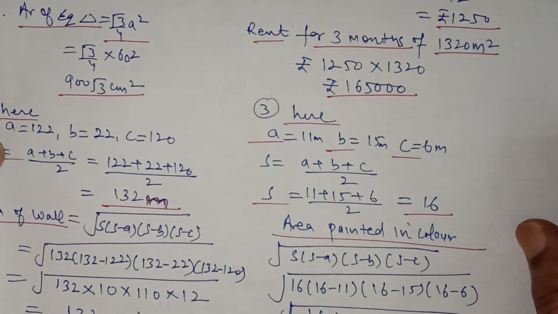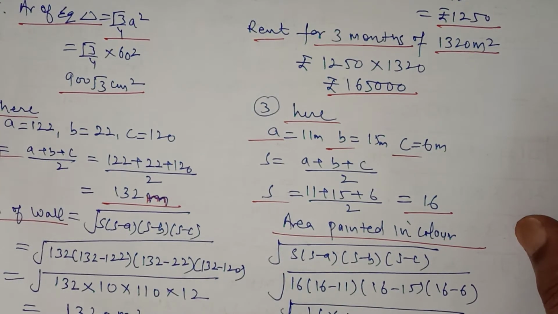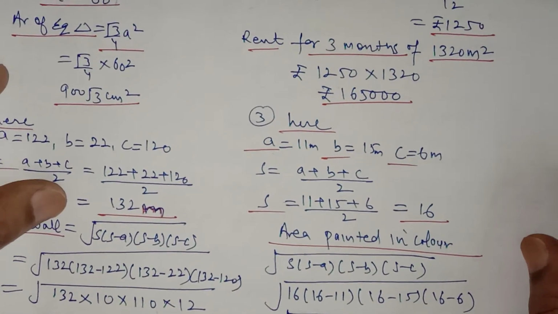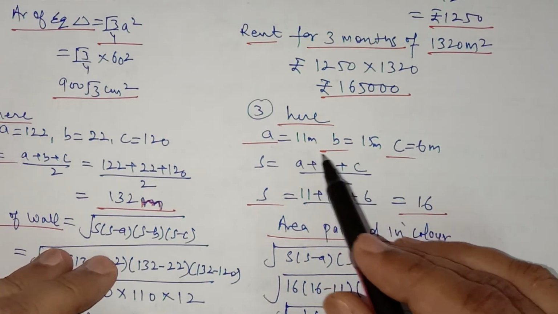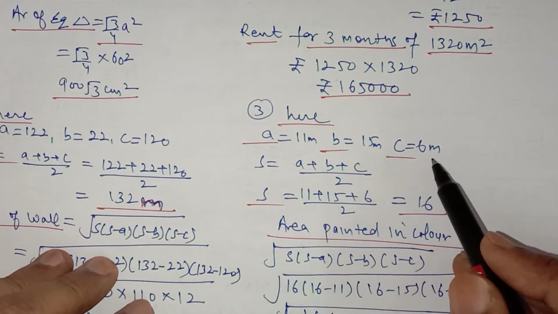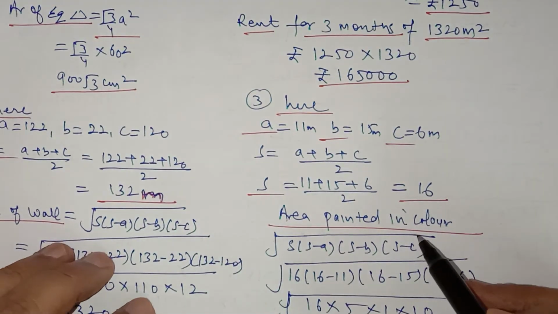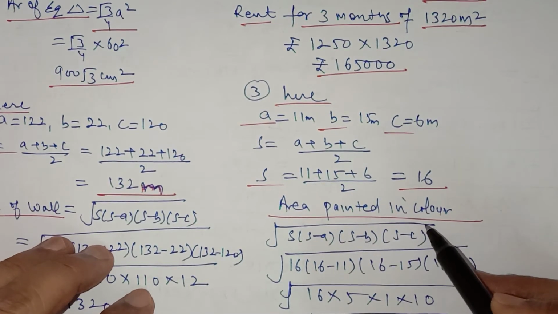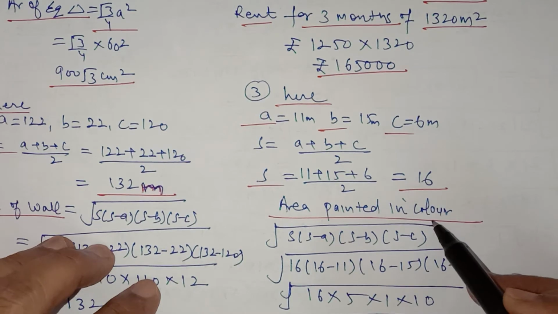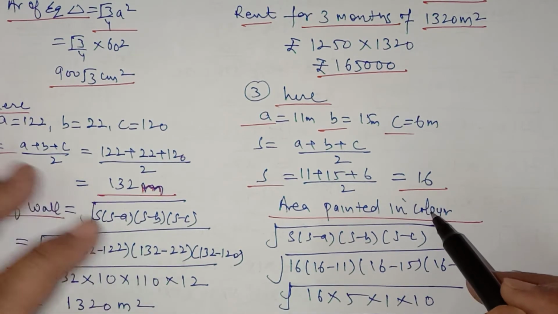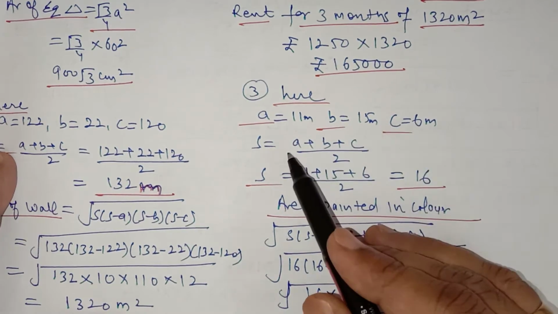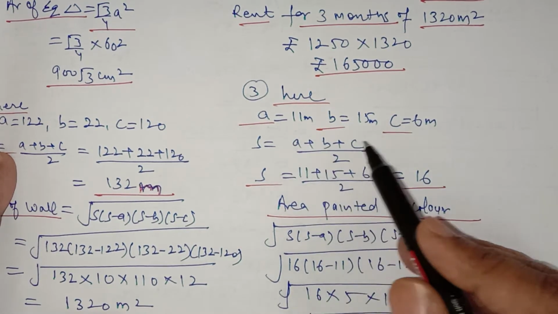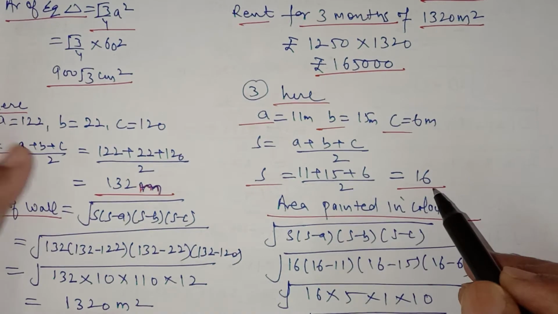Now in question number 3, it is given that the sides of the triangle are 11 meters, 15 meters and 6 meters, and you have to find the area to be painted. So it means you have to find the area of the triangle. All the sides are given, so call them A, B and C. Find the semi perimeter, that is S, A plus B plus C upon 2, which is coming out to be 16.